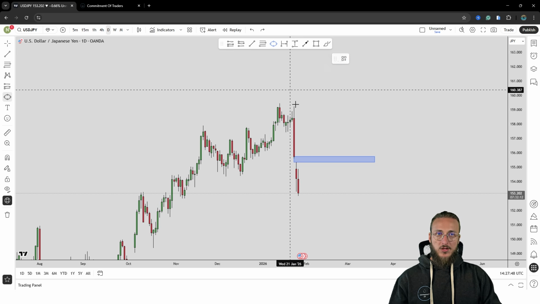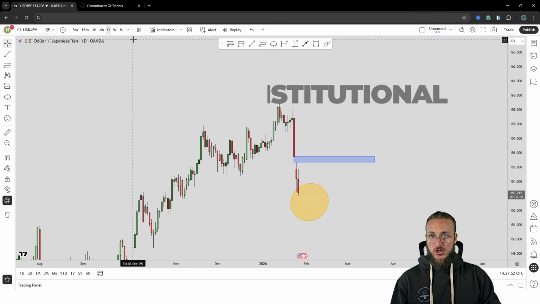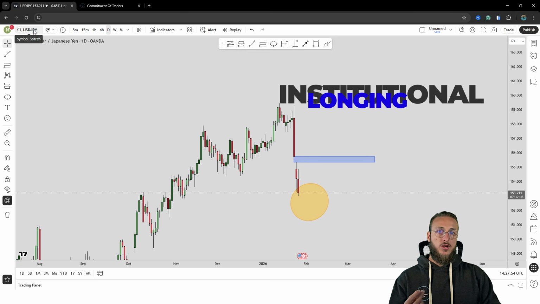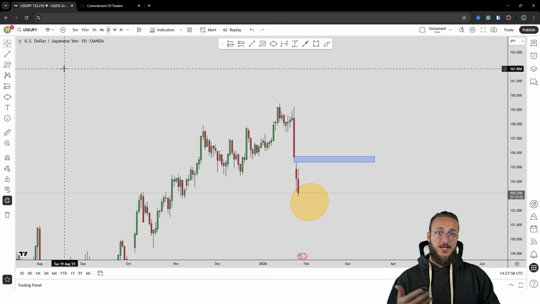Now, in order to do that, what we would need to see, of course, is institutional buying of USDJPY, which means institutional shorting of the JPY, because all currencies on the spot are traded against the USD. So if institutions are shorting the JPY, they are longing USDJPY.